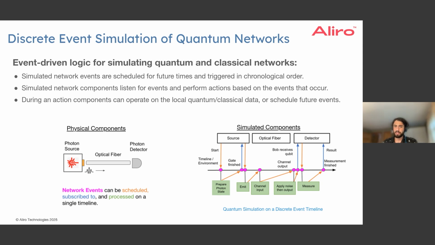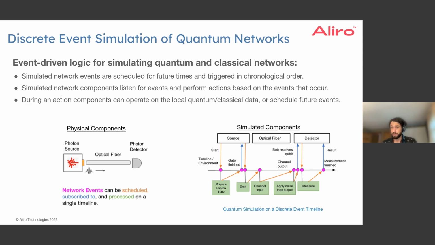Upon emission, an event is scheduled that the optical fiber listens to, which is "I received a photon at my input." When the optical fiber receives that event, it knows to schedule a future event for when that photon exits. In the future, that event is processed and the photon exits the fiber. However, before it exits the fiber, we apply any of the noise necessary to model the transmission. We apply the loss and we apply the latency accrued. So the photon is emitted at a later time, and then finally it arrives at the detector.